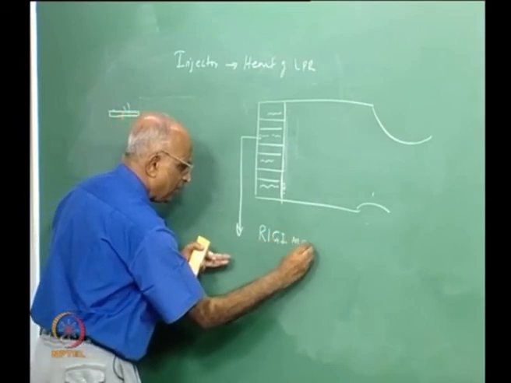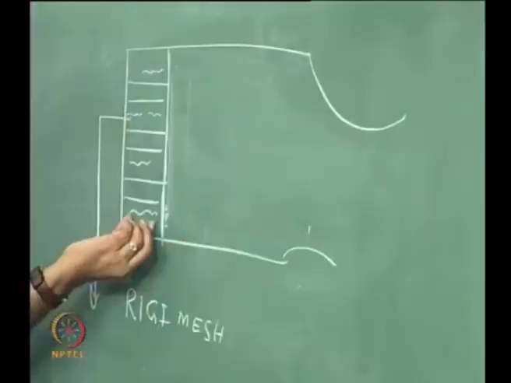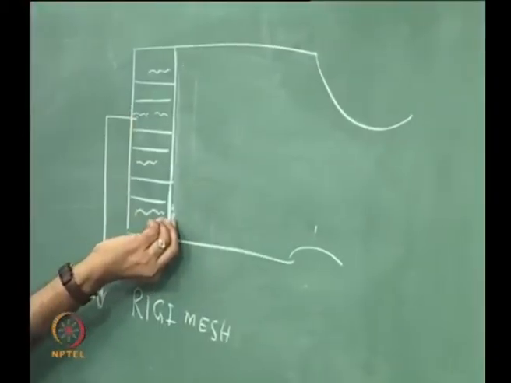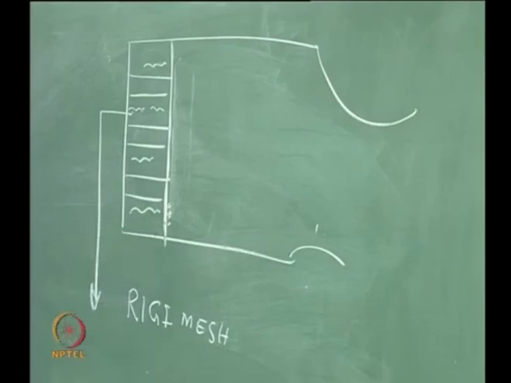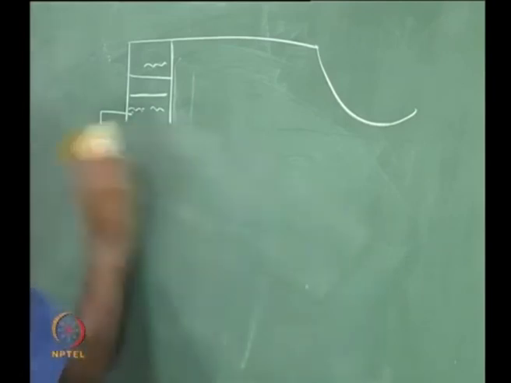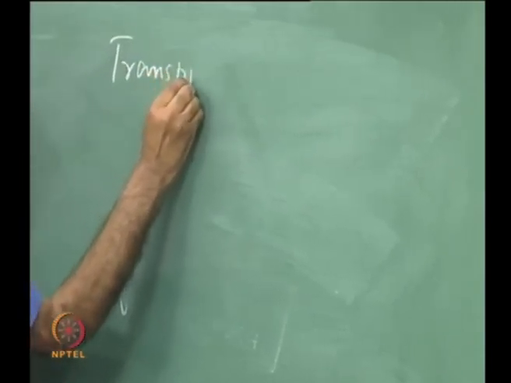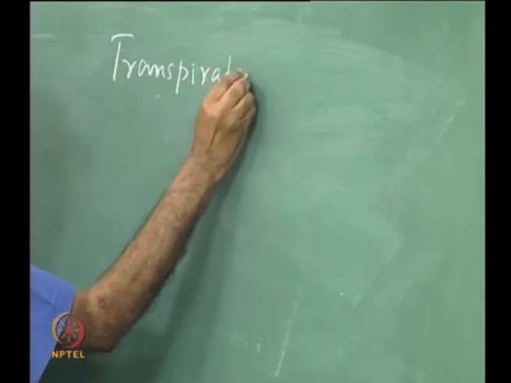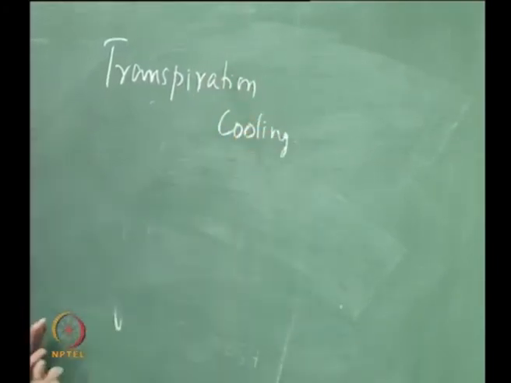It is a commercial name, but all it means is you have a series of meshes which allow the liquid to get sweated out through this part, and it evaporates and keeps it cool. This is what we call transpiration cooling. That is the third cooling. Well, we have a few more cooling methods.